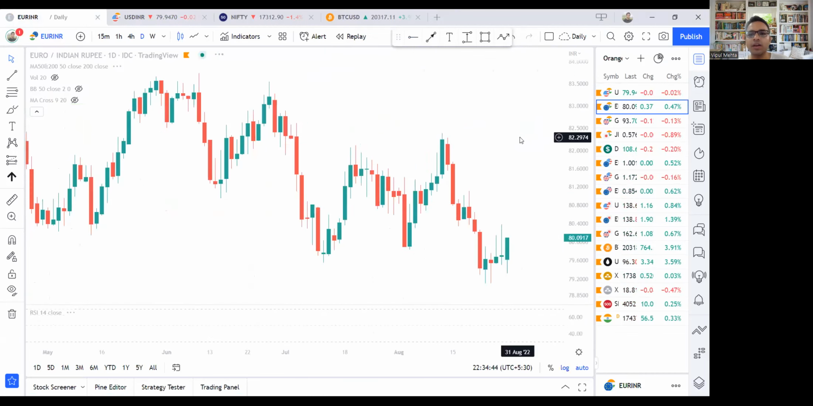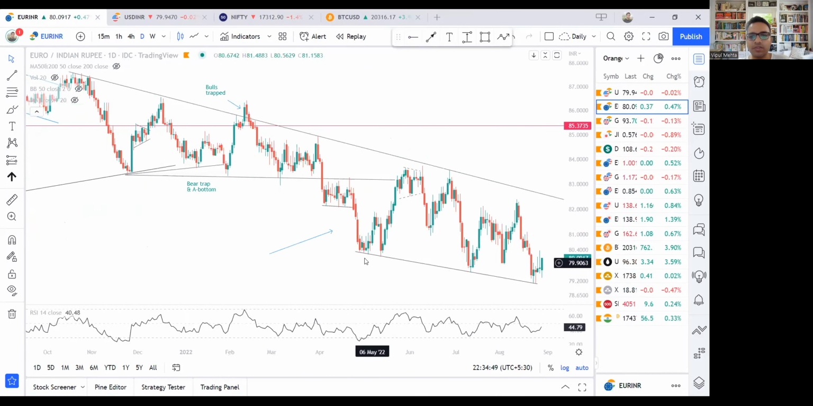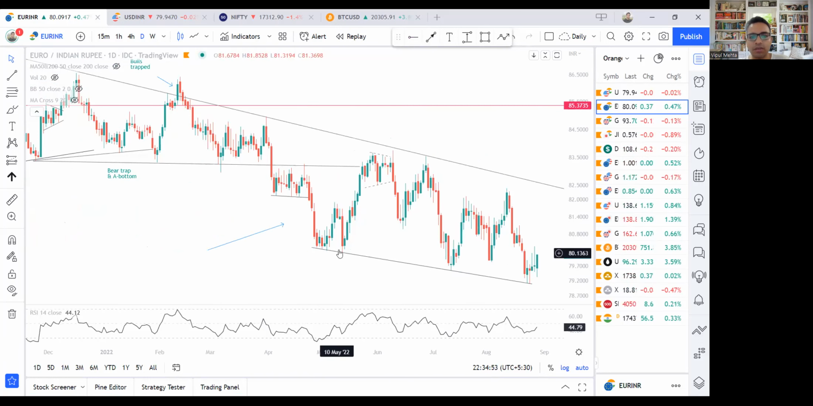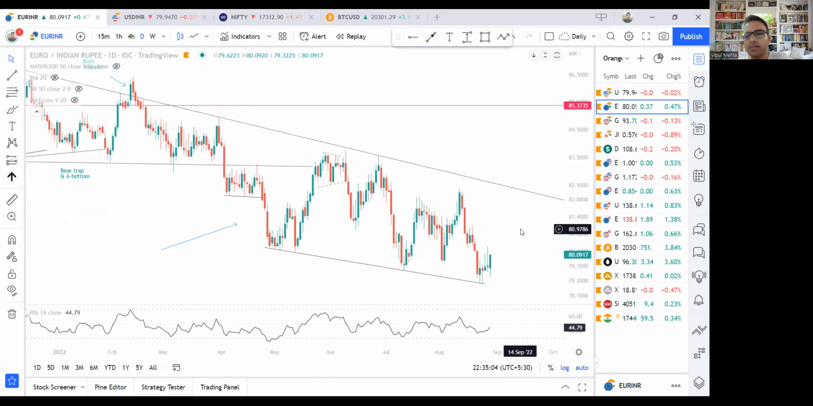Let's move forward and look at the Euro INR. Now Euro INR, if you see, is basically trading in this range. A couple of times this whole support trend line has been respected, and now the price is starting to reverse from here. So is this a bullish trade? I'm really not sure. It's not a very comfortable bullish trade, at least on the daily time frame.